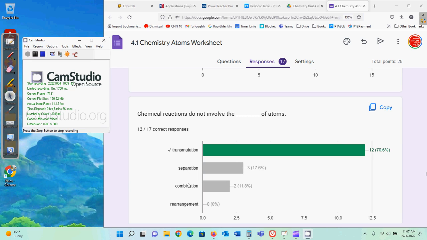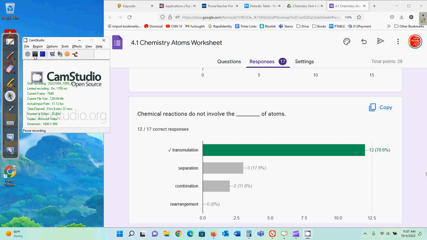You take carbon dioxide and you split it into carbon and oxygen. That's a separation. Combination, you take hydrogen and oxygen, stick them together to form H2O. That's a combination. Rearrangement, absolutely. Chemicals, atoms and molecules are being rearranged all the time, but not transmuted.